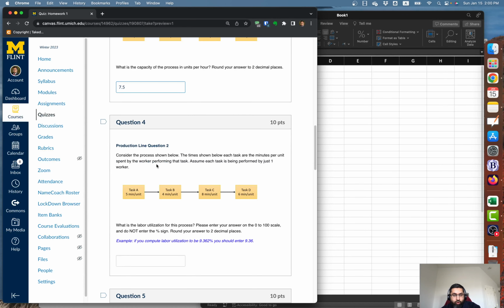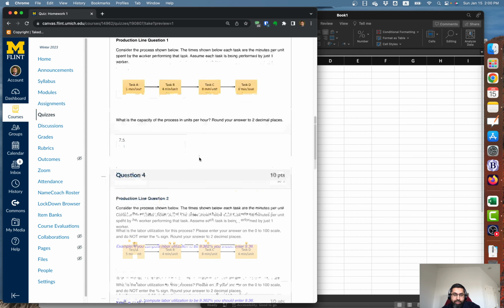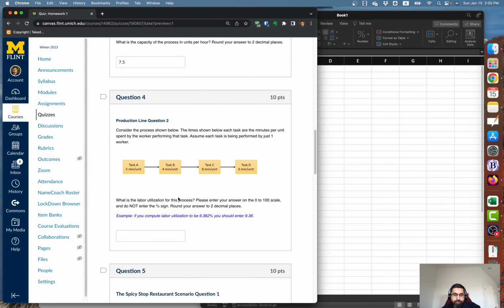Let's do question 4. So we have a process shown below. The task times below each task are minutes per unit spent by the worker performing the task. Assume each task is being performed by just one worker. So same setup as before, like here. Okay, and then we have these times. What is the labor utilization for this process? Please enter your answer on the 0 to 100 scale and do not enter the percent sign. So for example, if labor utilization was 9.36%, we just enter 9.36.